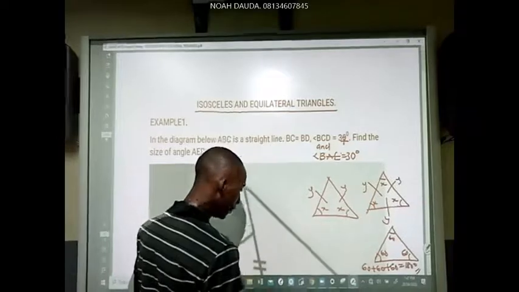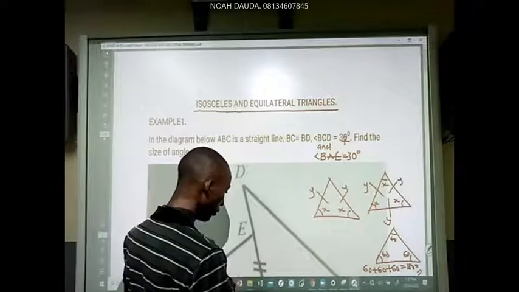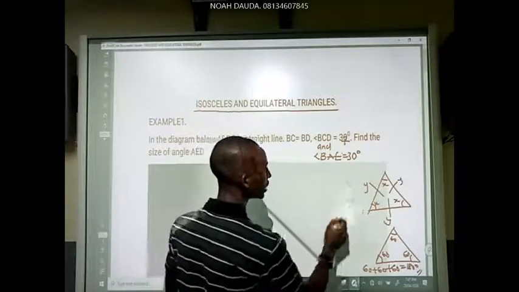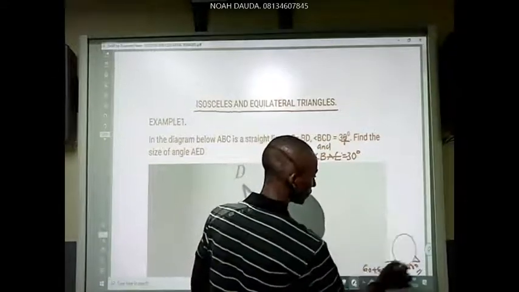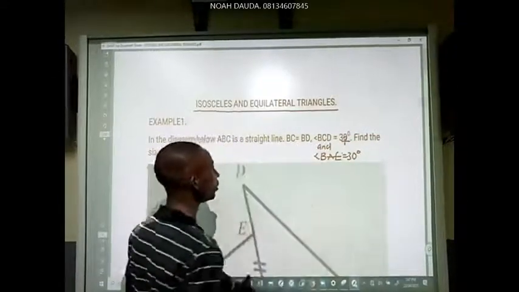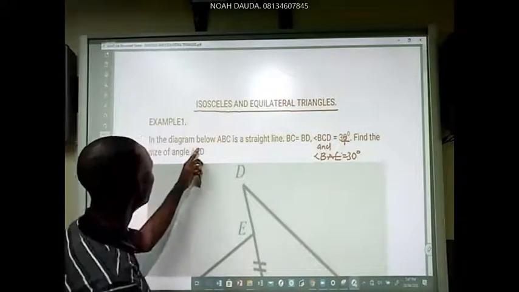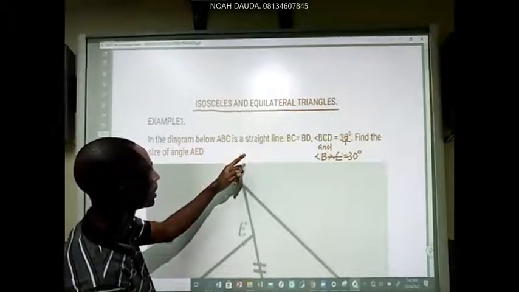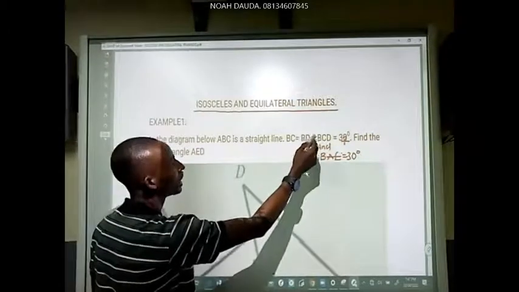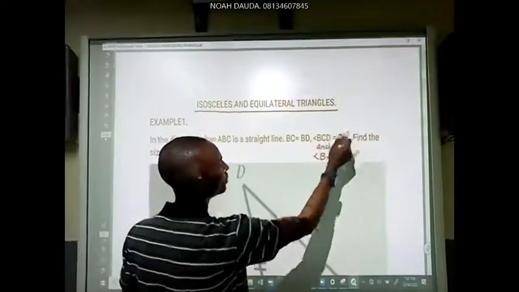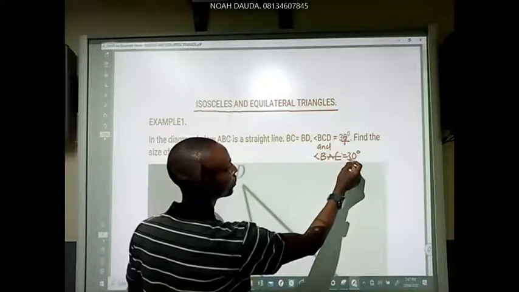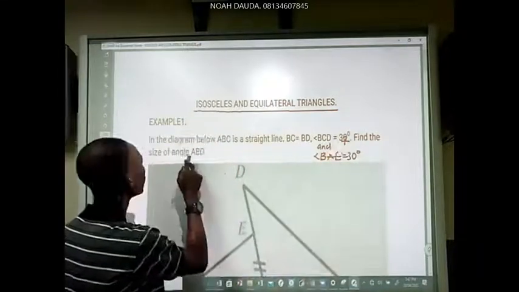Now, having been able to explain that, let us quickly move on to the first example of the day. Let's take a look at the example together. The question says in the diagram below, ABC is a straight line, BC is equal to BD, angle BCD is equal to 37 degrees, and angle BAE is equal to 30 degrees. Find the size of angle AED.